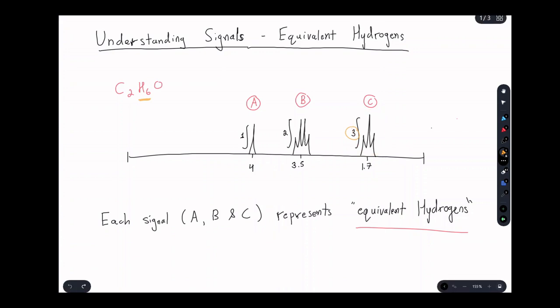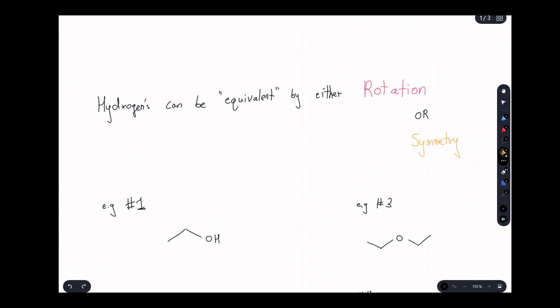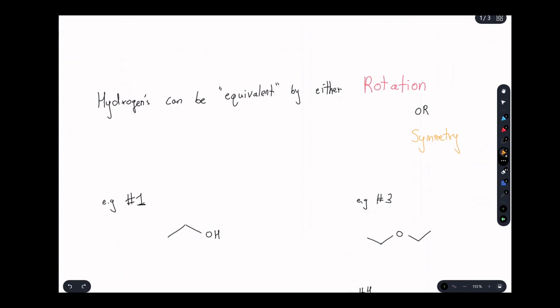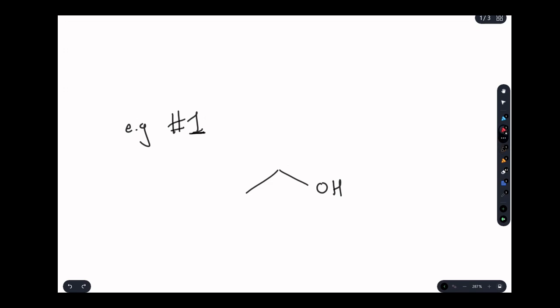That seems confusing. Let's break that down, and I think the best way to do that is to go through some examples. So hydrogens can be equivalent by one of two processes, either rotation or symmetry. Starting with our first molecule here, let's draw in all of the hydrogens just to be thorough. We have 2 hydrogens on this carbon and 3 on this carbon.